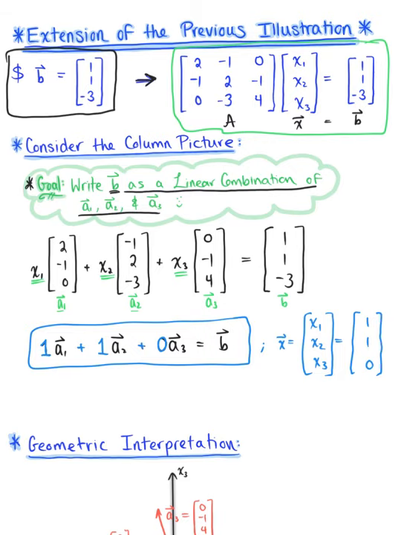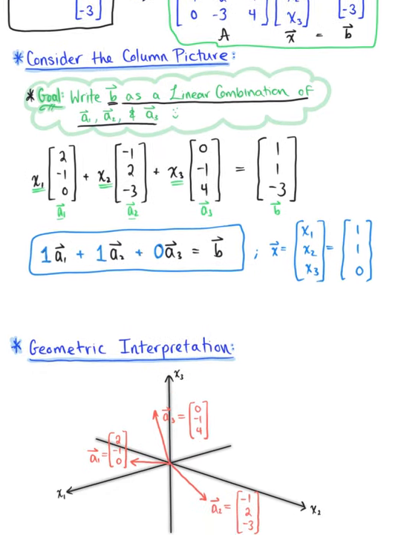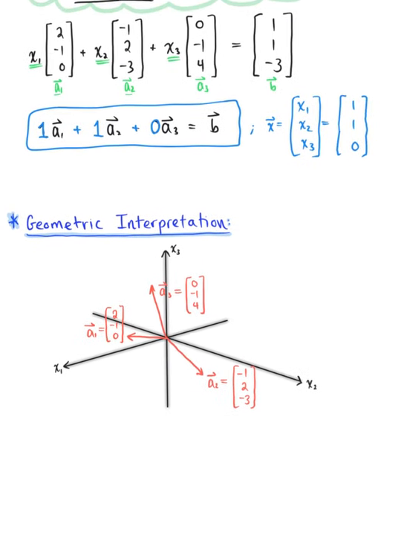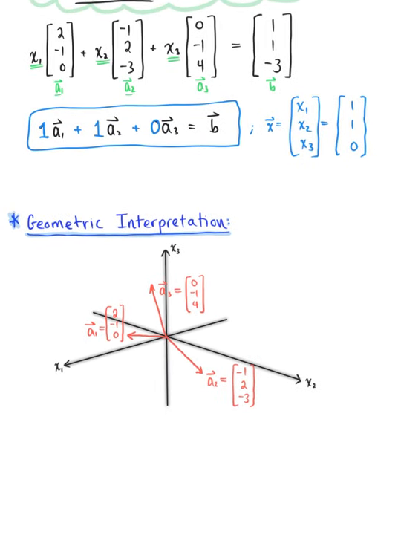So let's now go ahead and think about this column picture geometrically. So here we go. Here is space. We have the x sub 1, x sub 2, x sub 3 axes. And I've already gone ahead and plotted the 3 column vectors of our matrix because we just looked at them in the last example. So to sketch the column picture, we want to think about this vector arithmetic.